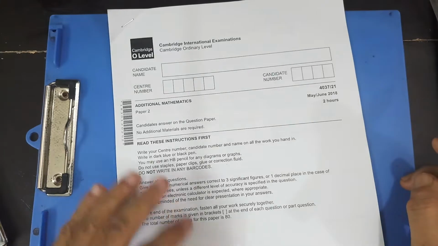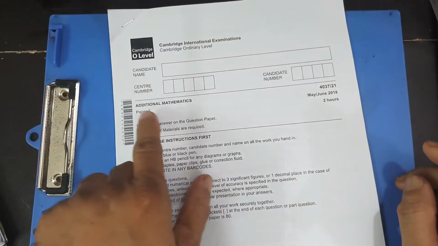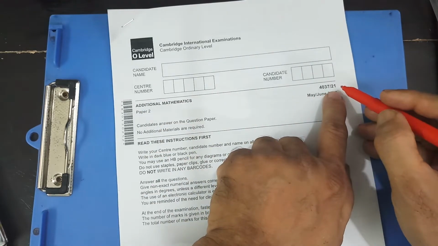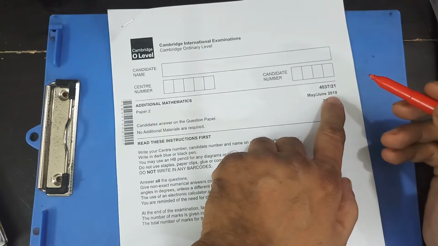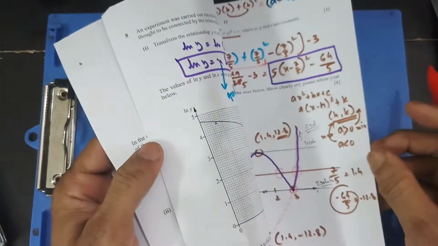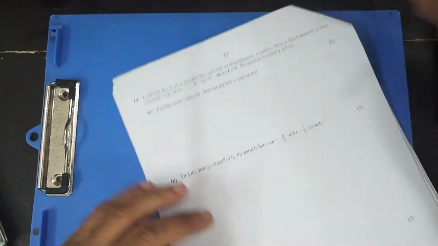Good morning, students. Welcome to the last video of solution of Additional Mathematics Paper 2, 4037, variation 21, May/June 2018. I have solved, in my last two videos, up to question number 9. Today I'm going to solve question number 10.